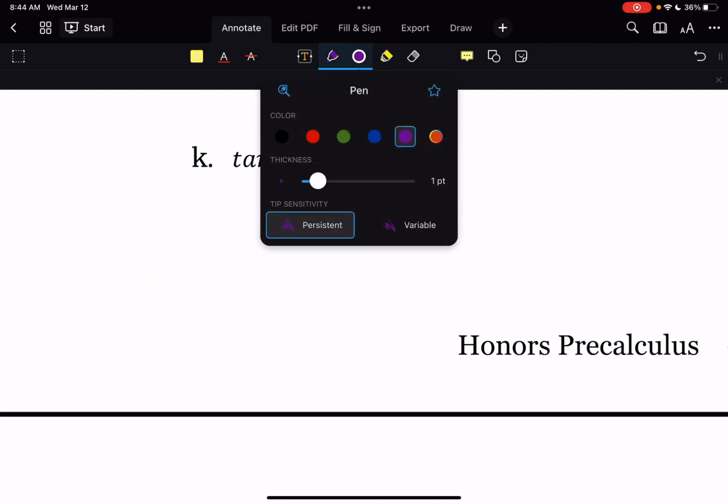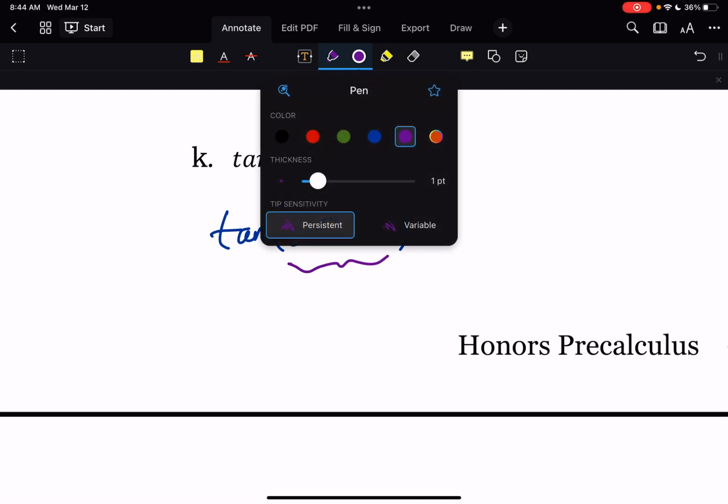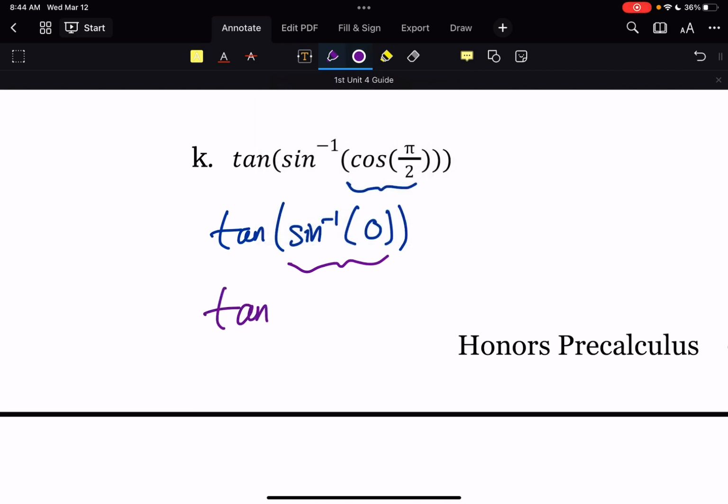And my last one, the tangent of inverse sine of the cosine of pi over 2. I'm going to start with cosine of pi over 2, which is 0. So I'm going to do the tangent of the inverse sine of 0. I'm not going to do that inside function again. So the inverse sine of 0 is 0. So now I'm evaluating the tangent of 0. Y over x, 0 divided by 1, gets me a value of 0.